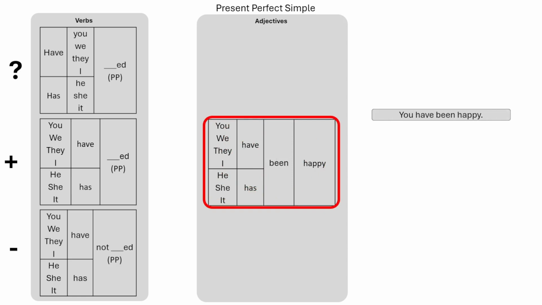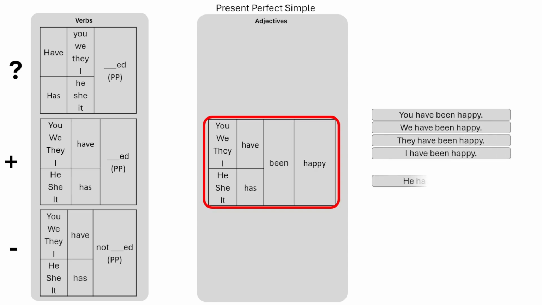You have been happy. We have been happy. They have been happy. I have been happy. He has been happy. She has been happy. And it has been happy. So you have to remember to switch from have to has when you talk about a single male, a single female, or a single dog.